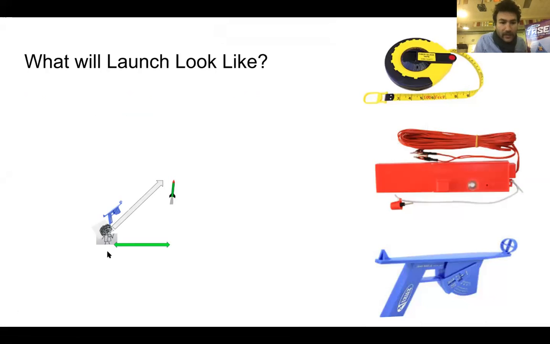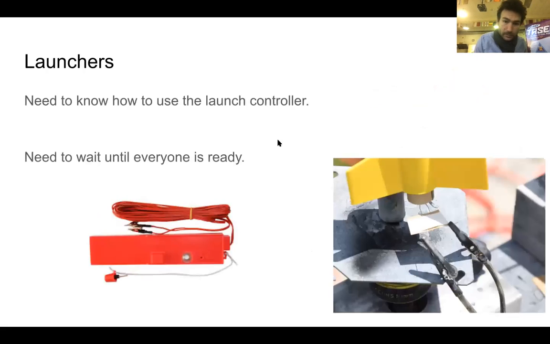Okay, so what will launch look like? Basically you're going to have somebody with the altitude tracker standing a certain distance away, watching your rocket to see how high it gets. So we're going to need these 30-meter measuring tapes to make sure that we're 30 meters away. You're going to need your launch controller and your launch pad and your rocket and your engine and all the other stuff.